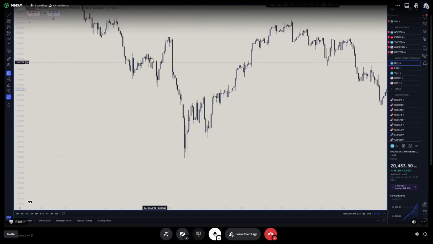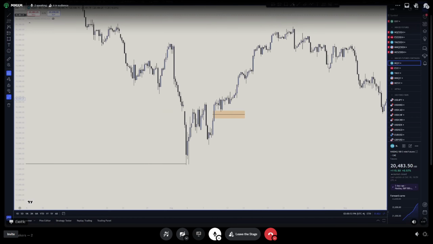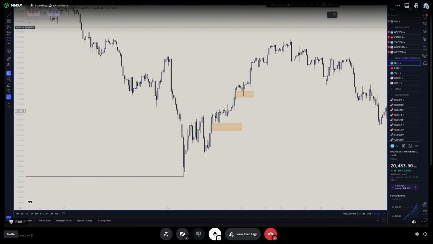Again, not super clean, right? In this case, we use the mitigation block here, right? Low risk sell here. First stage of distribution here. Second stage of distribution here, right before we take out this high. Take out the high off the second stage of distribution.